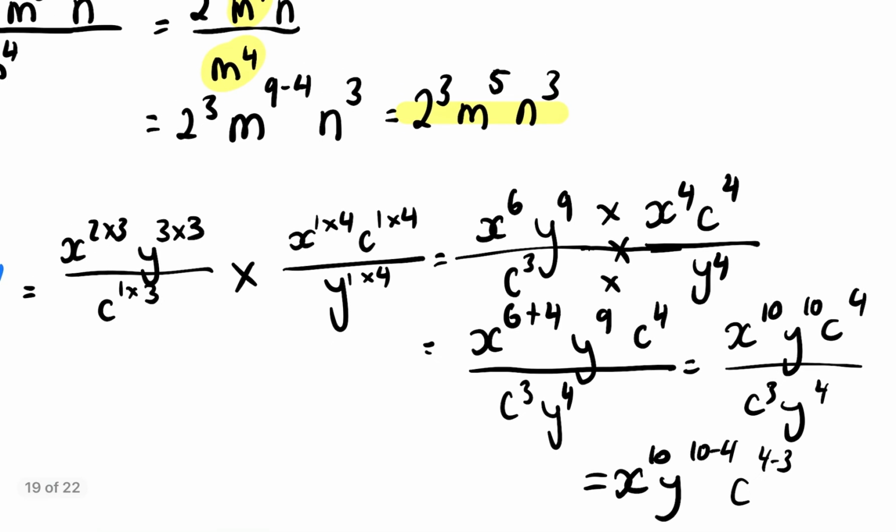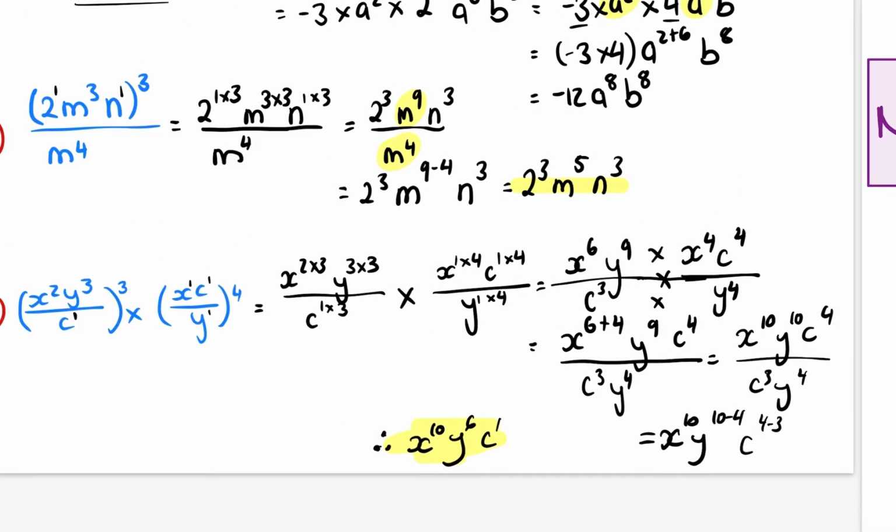The last thing you simply have to do, and I've run out of space for, so I'm going to write it over to the left, is we're still going to have our x to the 10. Okay, y, 10 take away 4 is just 6. And c, 4 take away 3 is just 1. But you don't have to write that. And that is your final answer. So there's a lot of work to get there.